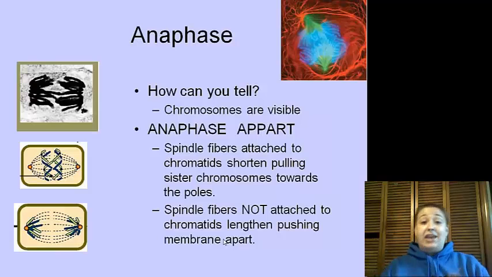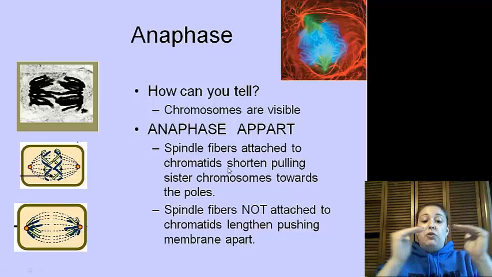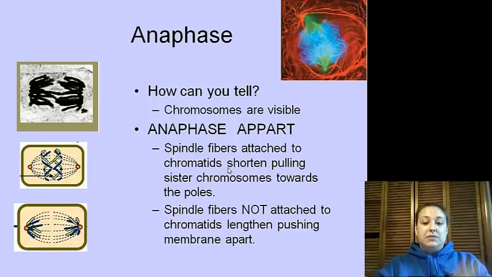Anaphase apart. Sister chromatids are pulled apart. Spindle fibers attach to the chromatids and are shortened, and therefore pulling them apart. And the other spindle fibers start lengthening the cell and pushing the cell membrane apart. So you see it here becoming longer and elongated as the chromatids are pulled apart.